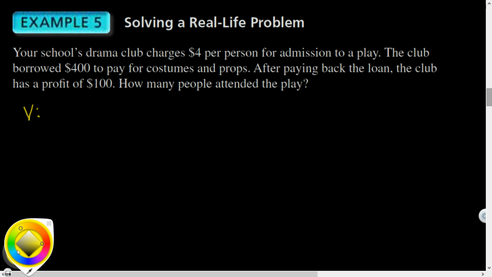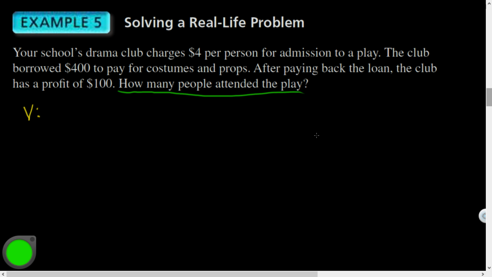All right, step 1, define a variable. The variable is always related to the question being asked. Here, keep tracking with me.